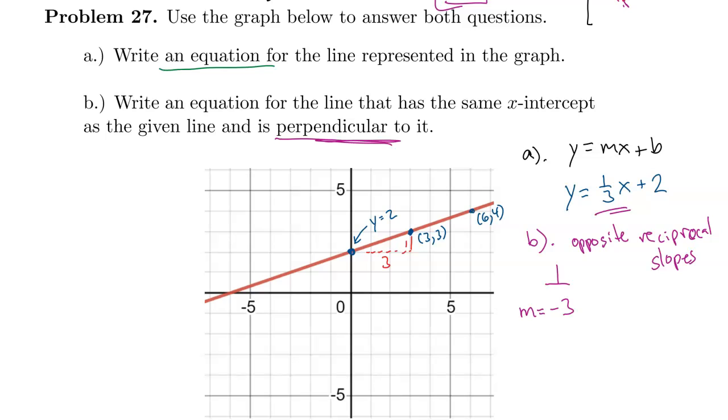I want this new line for part B to have the same x-intercept as the given line. And so I can create a sketch if I start from that x-intercept and move left and right with a slope of -3. So if I go to the left, I go up 3. If I go to the right, I go down 3. I can see that that line will form a right angle with the given line, which is exactly what I want. That's what it means to be perpendicular. So this slope of -3 is the right one.